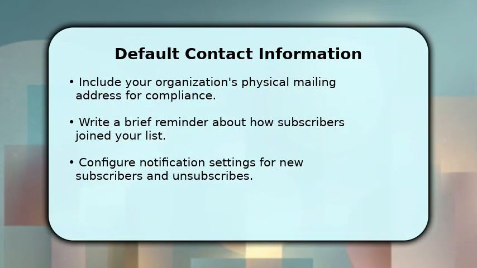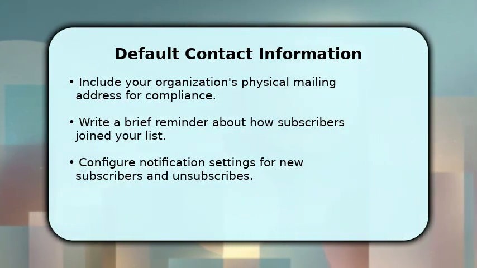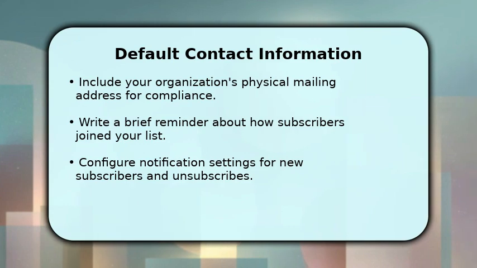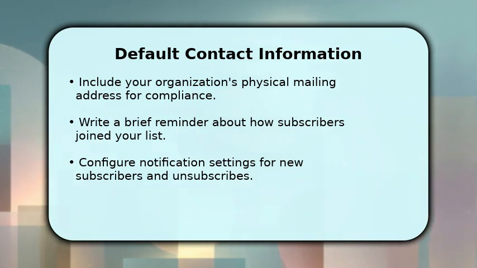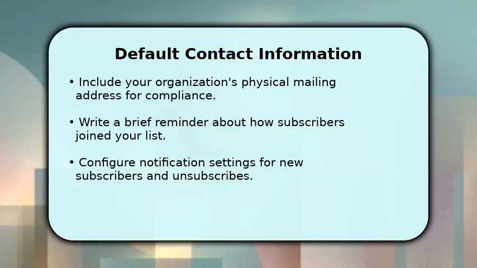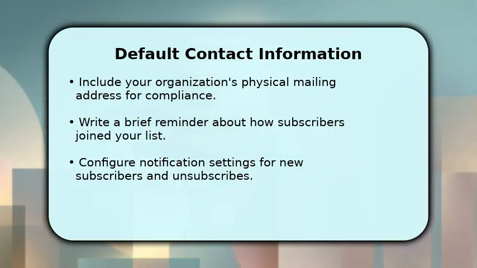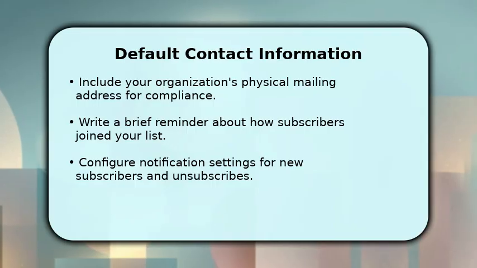Now, let's add your default contact information. Mailchimp requires a physical mailing address for legal compliance, so be sure to include it. Also, craft a short, friendly message reminding people how they joined your list. This builds trust and transparency.